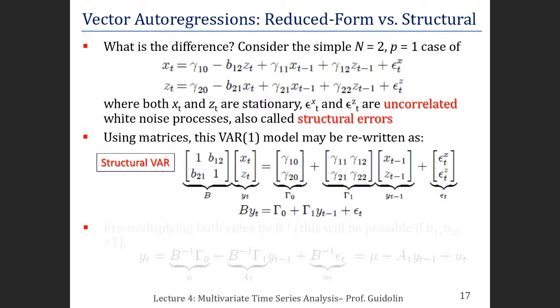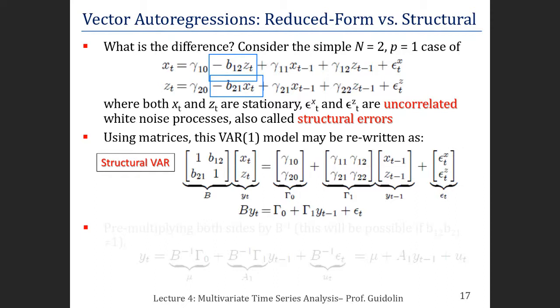Okay. So first thing, I basically place everything which is contemporaneous, everything that is indexed time t, to the left of the equality. So I can move this guy here, b12 times zt, from right to left. Basically, you're summing b12 times zt to both sides of the equation. And I can move this guy here, minus b21 xt, from right to left. Same principle, same comment as before. If you do so, you can represent the left-hand side as the product between a matrix B and a vector yt, which collects xt and zt.